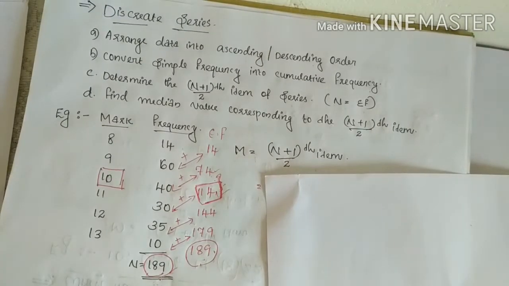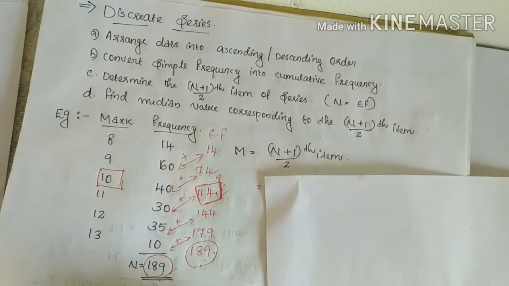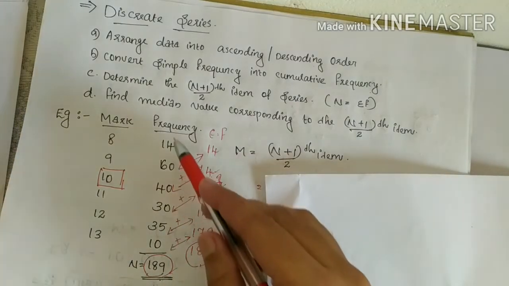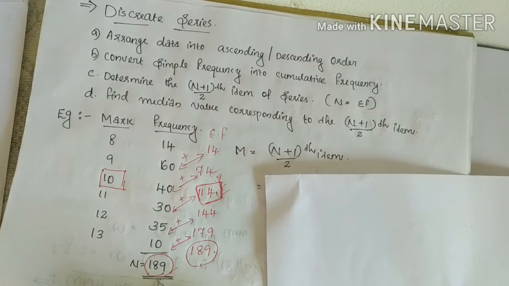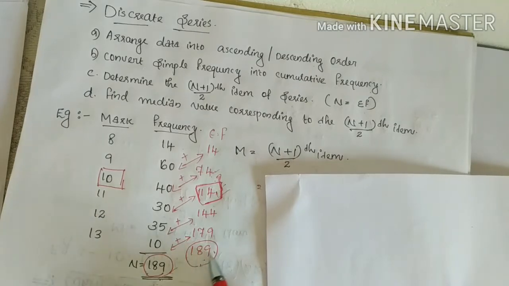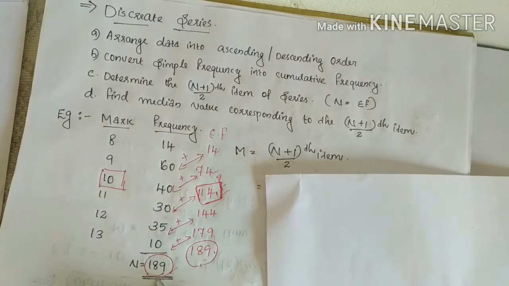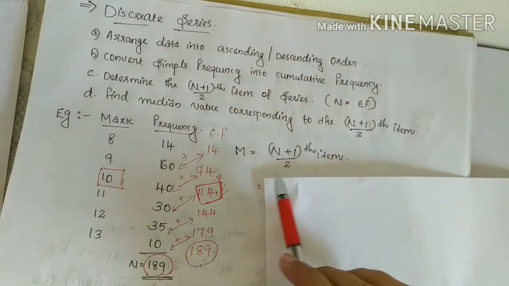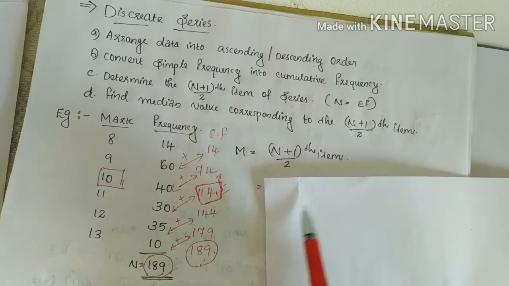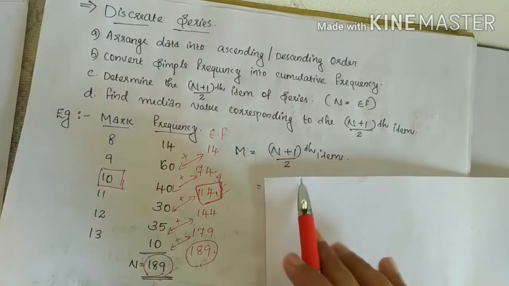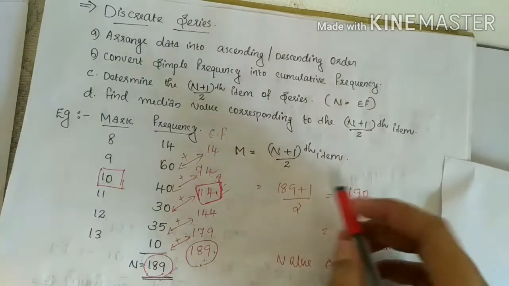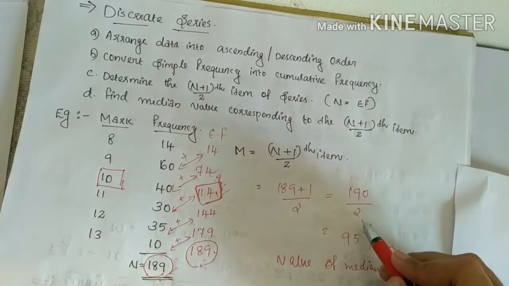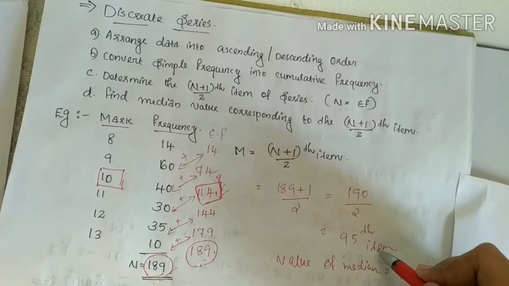After finding out the cumulative frequency, the next step is to find out the value of n. Here n is the total of the frequency column, that is 189. The cumulative frequency of the last item and the total n are the same, 189. Then apply the equation median is equal to (n plus 1) by 2th item. Here n is 189, that is (189 plus 1) divided by 2th item, that is 190 divided by 2, that is 95th item.